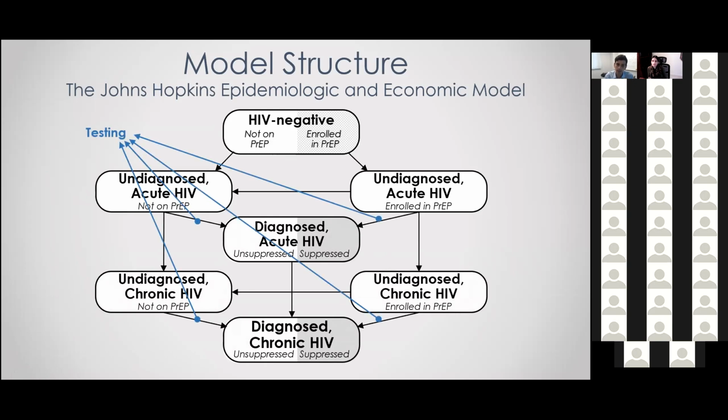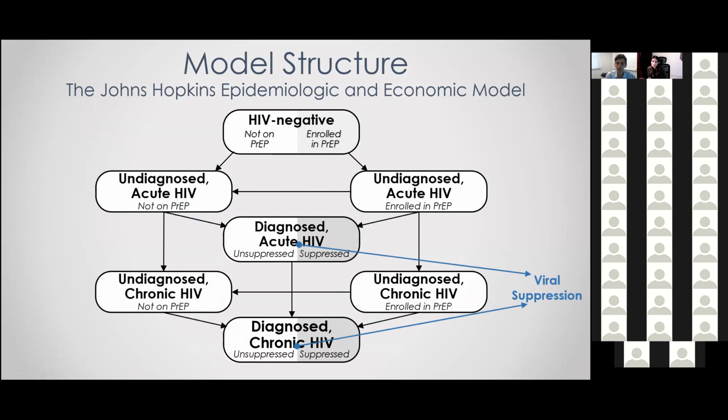And when we want to look at testing, we can intervene on the rates at which people move from the undiagnosed compartments to the diagnosed compartments. If we want to look at viral suppression, we can adjust that proportion of people in compartments who are virally suppressed. And if we want to look at PrEP, we can change that proportion of people in the uninfected compartment who are on PrEP.